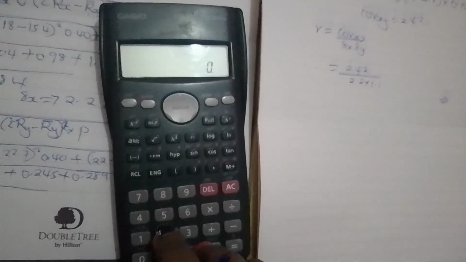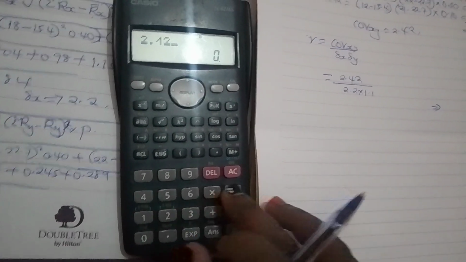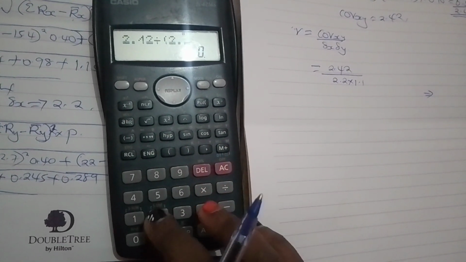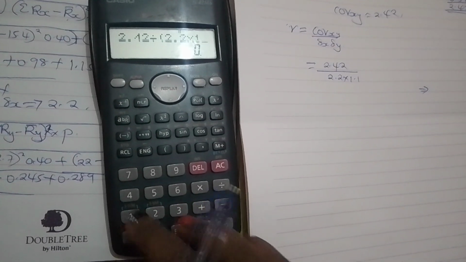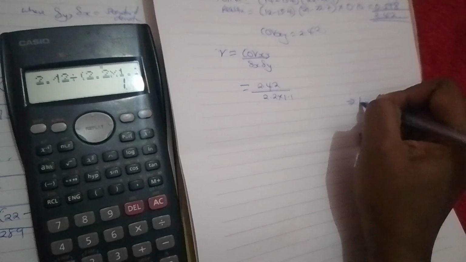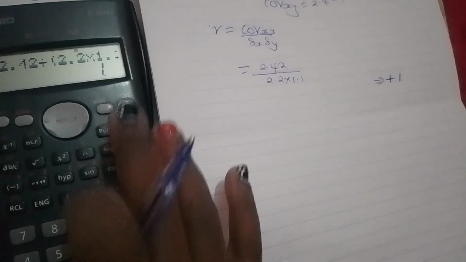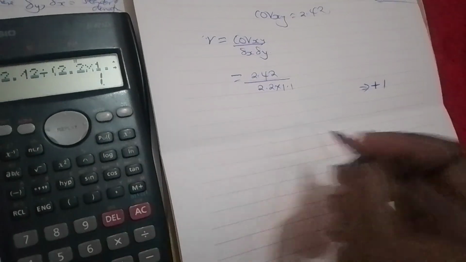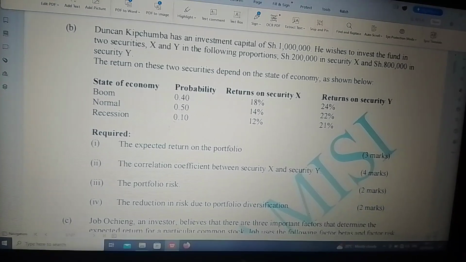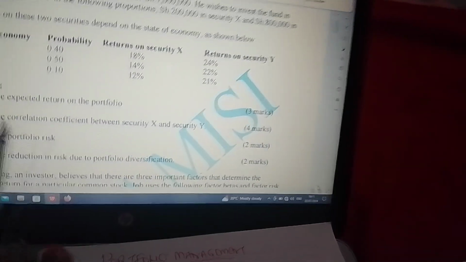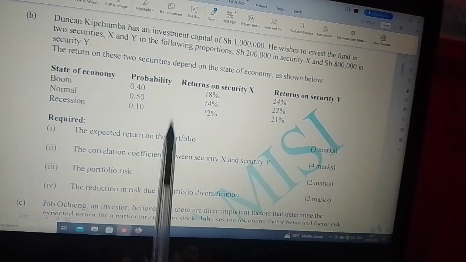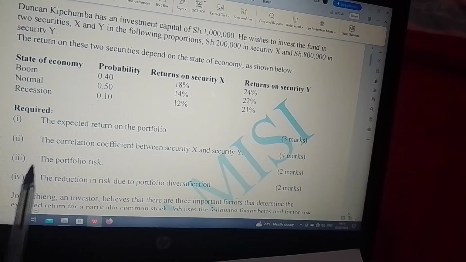So we are able to get our correlation. 2.42, you divide with 2.2 times 1.1, and you are going to get our correlation as +1. That's our correlation. So we have been able to solve the second question. We have been able to get our 4 marks over there, which was to compute the correlation coefficient. Then from there, question 3, you had been asked to compute the portfolio risk.